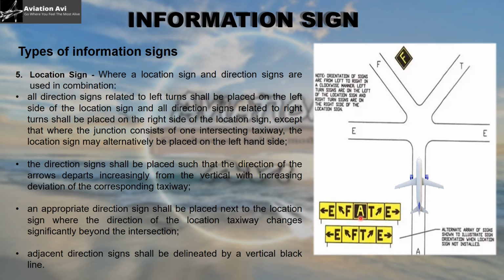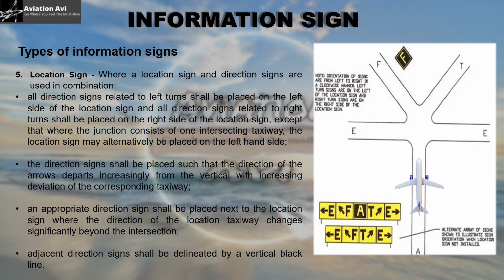While on taxiway Alpha, when you are to make right turns for taxiway Tango and taxiway Echo, these particular direction signs are present on the right of the location sign. And when you have to make a left turn for taxiway Foxtrot and the same for taxiway Echo, they are present on the left side of the location sign. Except that where the junction consists of one intersecting taxiway, the location sign may alternatively be placed on the left-hand side.